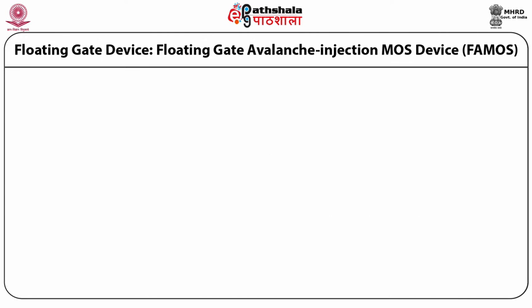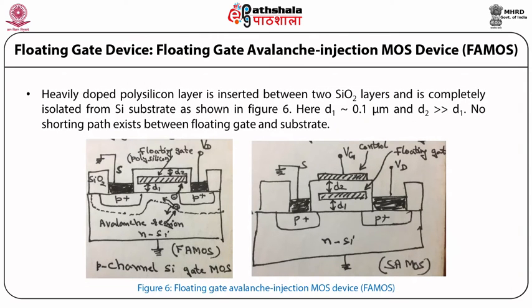Floating gate device. Let us discuss about the floating gate Avalanche-injection MOS device FAMOS. It consists of a heavily doped polysilicon layer which is inserted between two SiO2 layers and is completely isolated from the silicon substrate as shown in this figure. So here D1 is approximately 0.1 micron and D2 is very much greater than D1. So no shorting path exists between the floating gate and the substrate.